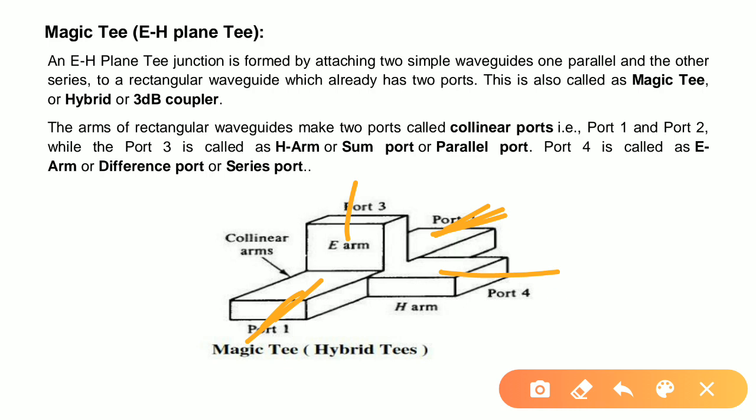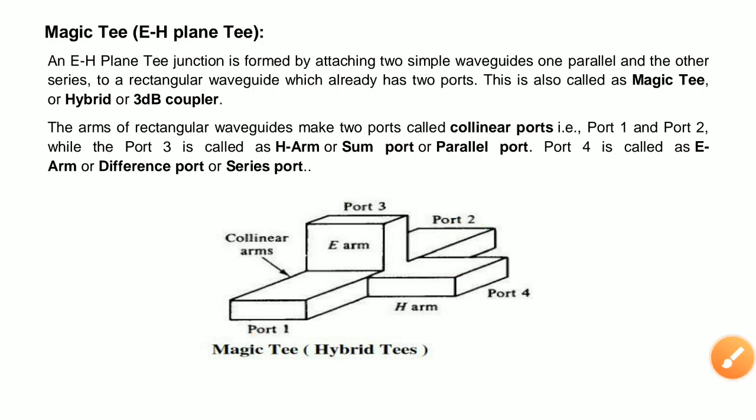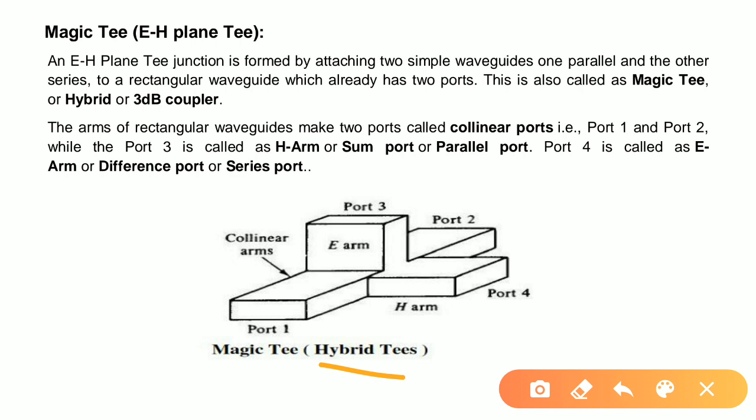So ultimately for the magic T there will be 4 ports, port number 1, 2, 3 and 4, and it is the combination of E plane T and H plane T. This is why it is called a hybrid T, and there are other names for this, that is, magic T or 3 dB coupler. So these are some other names of this EH plane T: magic T, hybrid T or 3 dB coupler.